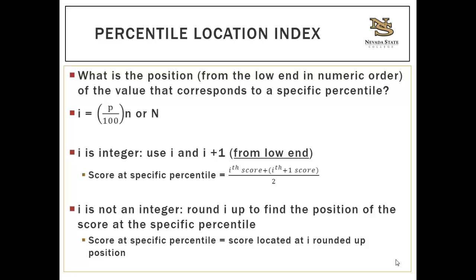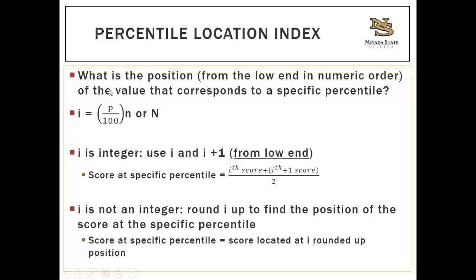So now I want to talk about the percentile location index. This is a useful tool that you can use whenever you want to identify what score is at a specific percentile when you have the raw data, without going through and finding the percentile for every score in your data set. So this is a nice shortcut when you don't want to use the procedure that I showed you with the frequency distribution tables to identify the cumulative percents or the percentiles.